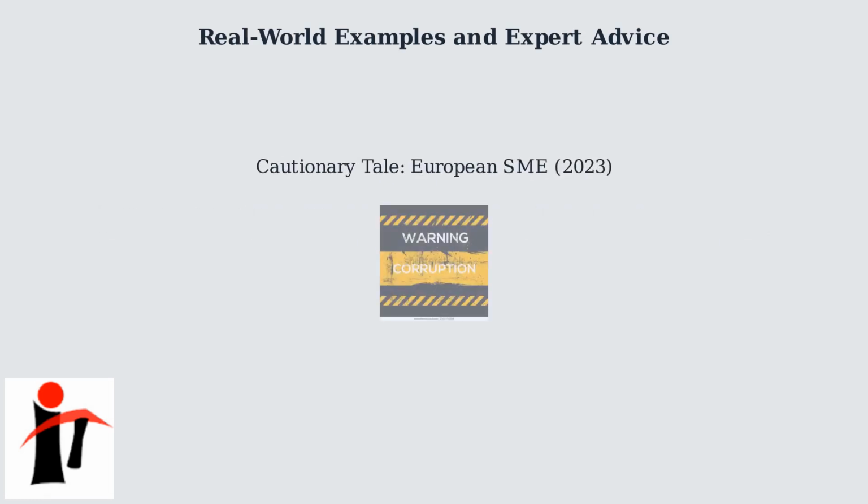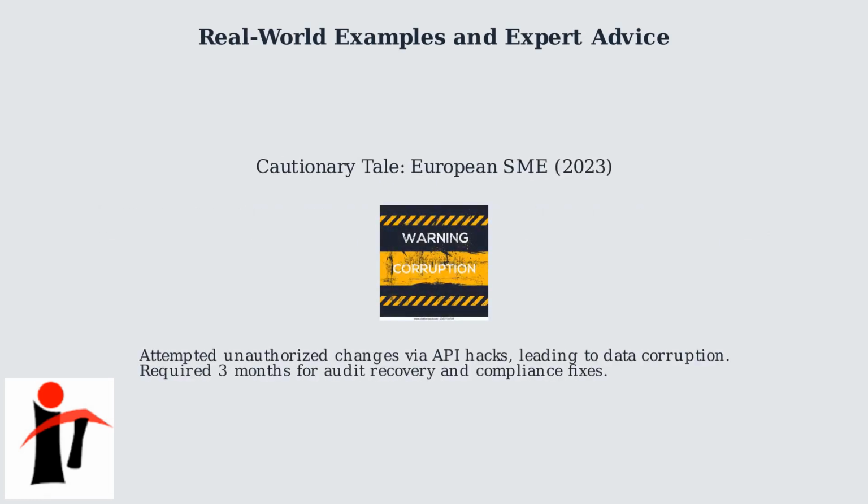However, not all attempts succeed. In 2023, a European small business tried unauthorized fiscal year changes through API hacks, resulting in data corruption. This led to a 3-month recovery period for audits and compliance issues, highlighting the risks of bypassing official channels.